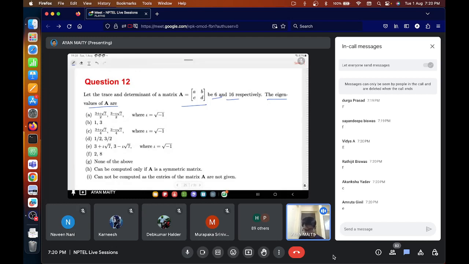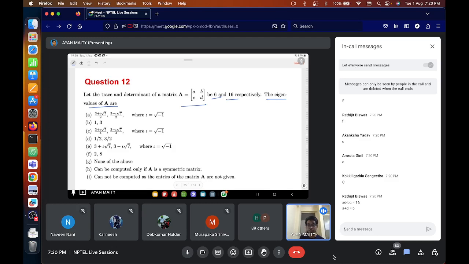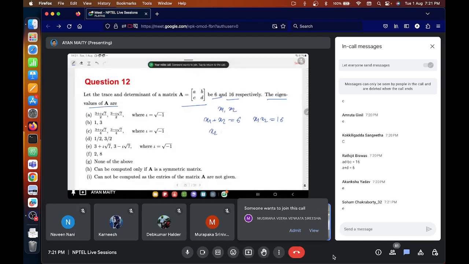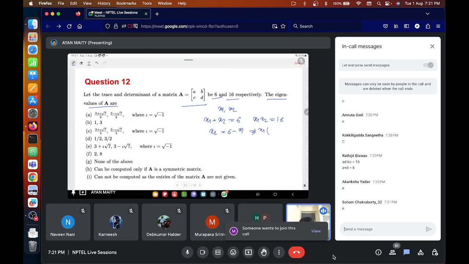For this question, first we need to know the relation between the trace of a matrix and its eigenvalues, and also the relation between the determinant of the matrix and the eigenvalues. If x1 and x2 are the two eigenvalues of A, the trace is the sum of the eigenvalues, which is 6, and the determinant is the product of the eigenvalues, which is 16. Now we have to present it as a quadratic equation. x2 is 6 minus x1, so we can put this x2 value here: x1 into (6 minus x1) equals 16. So it would be x1 square minus 6x1 plus 16 equals 0. This is the quadratic equation that we have to solve.